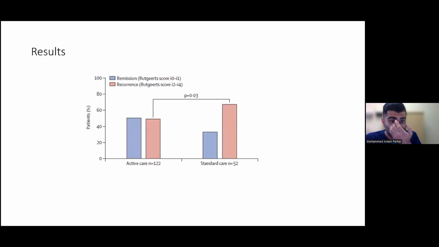So the result of the study, one can clearly see the active group had less recurrence defined by G-EHCO compared to the standard group, where the active group had 49% compared to 67% recurrence. This study greatly informs our practice of performing endoscopy in patients with post-op recurrence, post-surgery.